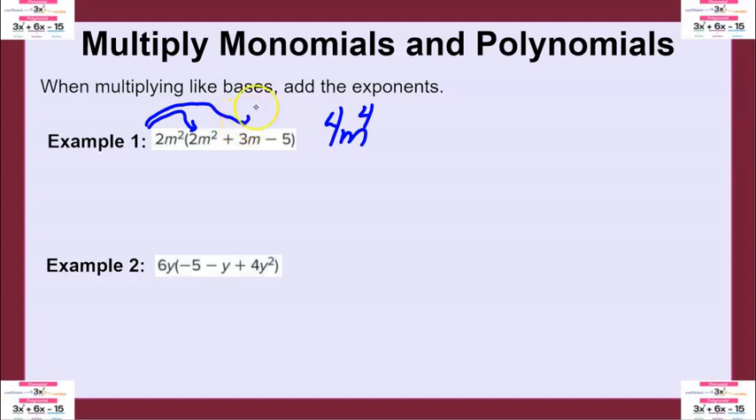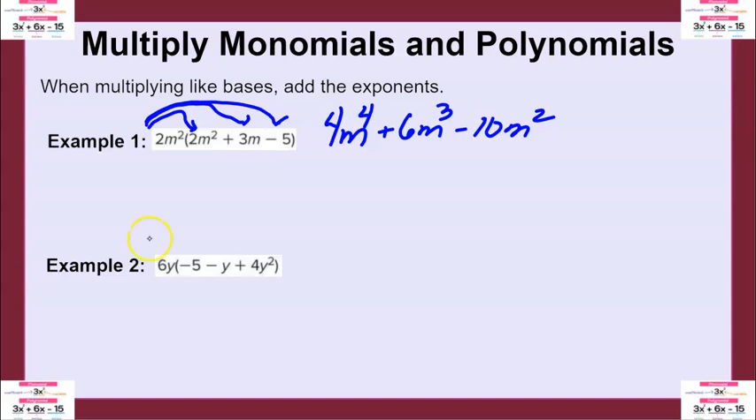Distribute 2m squared times 3m. 2 times 3 is 6. m times m squared is m cubed. And then 2m squared times a negative 5 equals a negative 10m squared. Now, once you've done all the multiplication, you can just verify that there's no like terms left over that you can combine. And in this case, there's no like terms, so that would be my simplified solution.